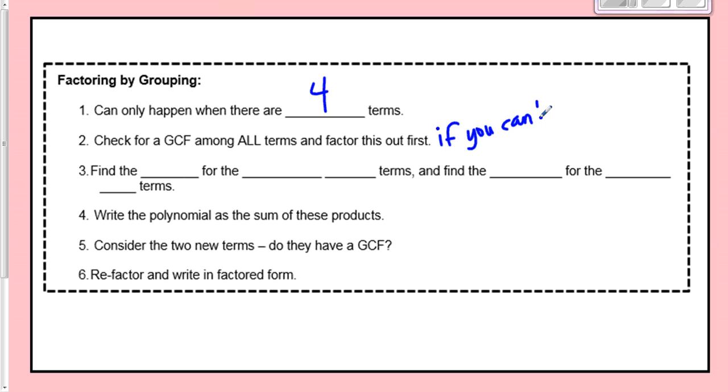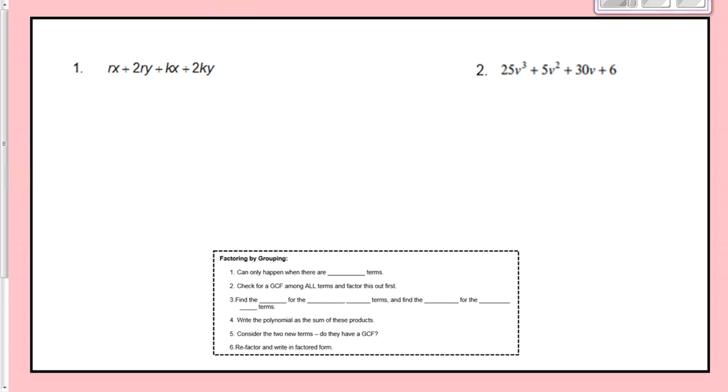After that, if you still have 4 terms, you're going to find the greatest common factor for the first 2 terms in the problem, because there's 4, right? And then find the greatest common factor for the last 2 terms in the problem. Then you're going to write the polynomial as a sum of these products, consider the new terms, see if they have a GCF, and then refactor. Blah, blah, blah. This is the big kicker right here, okay? It's called grouping because you're going to group it into the first 2 and the last 2 and do it that way. So let's just practice.